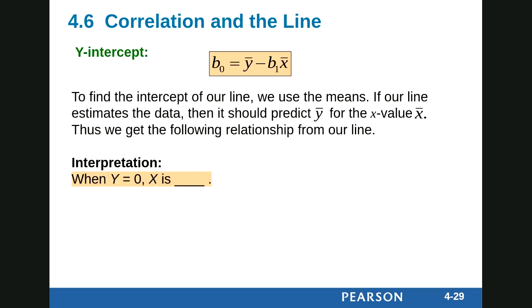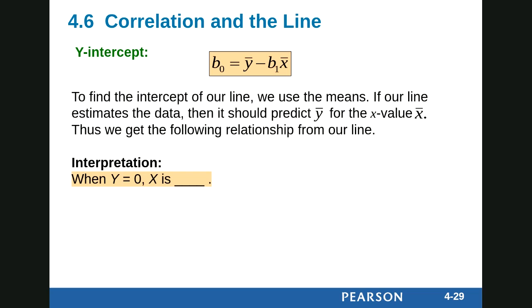The y-intercept is this formula. Again, if you were doing it by hand, you take the mean of all the y values minus your B1, the previous slope value that you get, times the sample mean of all the x values.